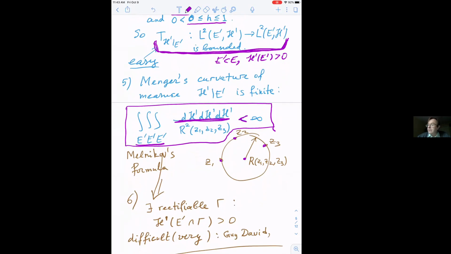Who did this step? So this step from here to the geometric thing that Menger's curvature is finite, it's the so-called Melnikov's formula. It was invented by Mark Melnikov at the end of the 80s. It's amazingly beautiful how you get from here to here. But it takes like two pages. It's an amazing observation. It's a kind of unbelievable thing, but that's what Mark did.